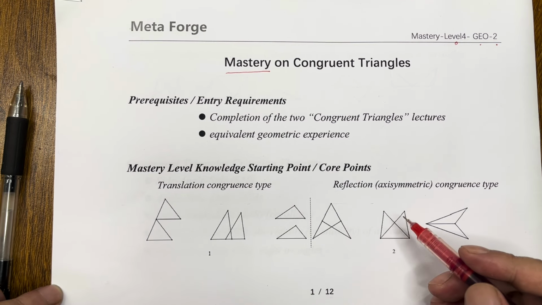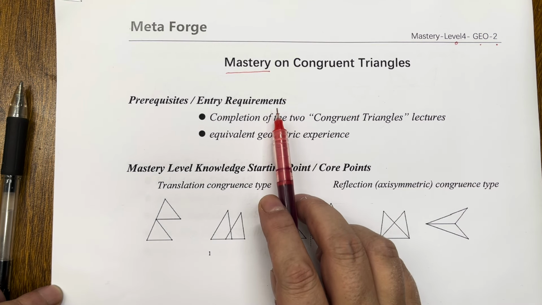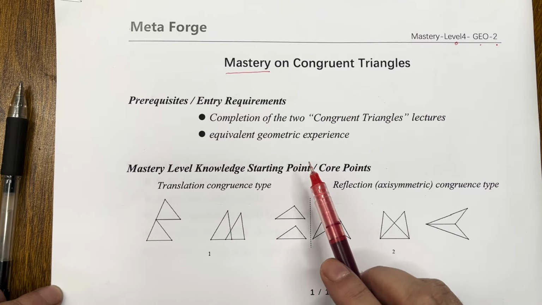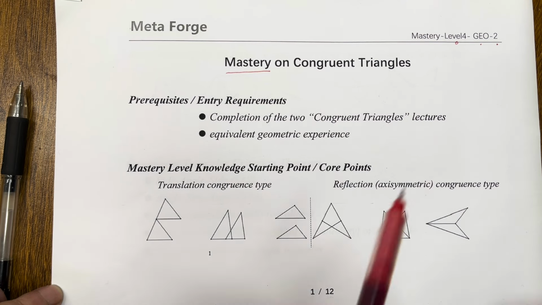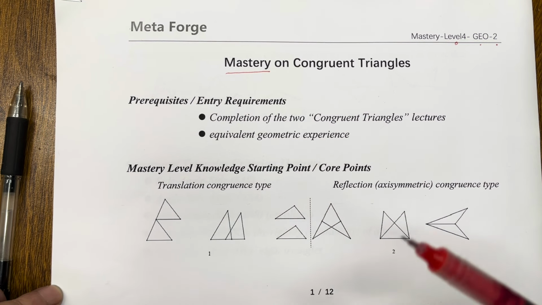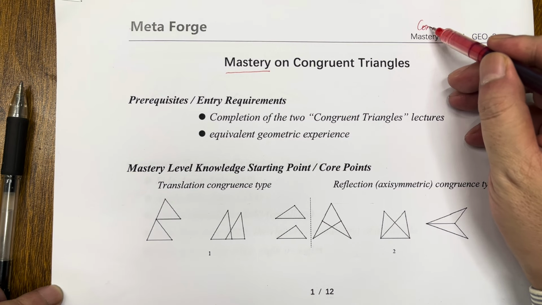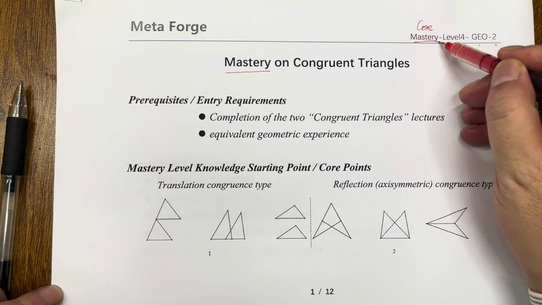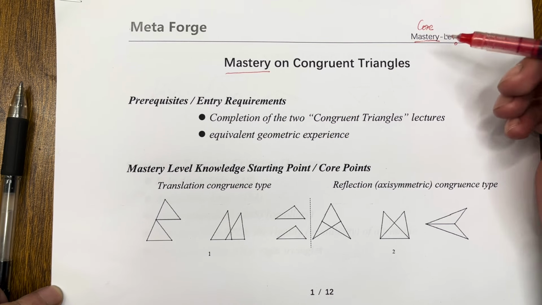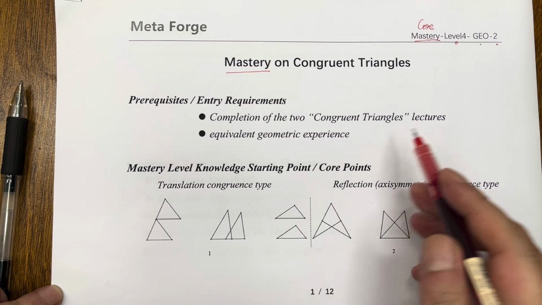And in this class, you need some requirements. One is completion of the 2 congruent triangle lectures and their homework assignment in the core. Mastery is much higher than core. In the core level 4 geometry module, that is essential.